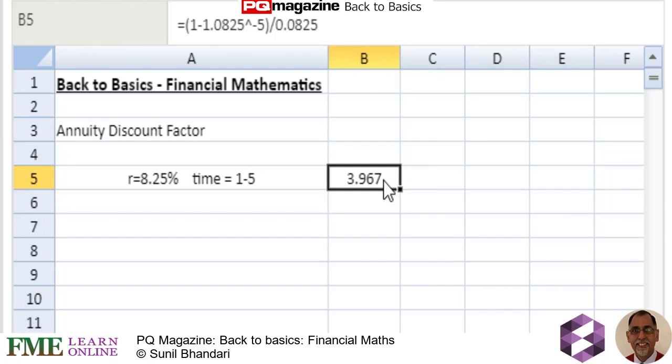Let's just look at that cell again. There you can see 1 open bracket, 1 minus 1.0825 raised to the power minus 5. It will do that calc first. It will deduct that from 1. I then close that bracket, divide by 0.0825, and get the value of 3.967.